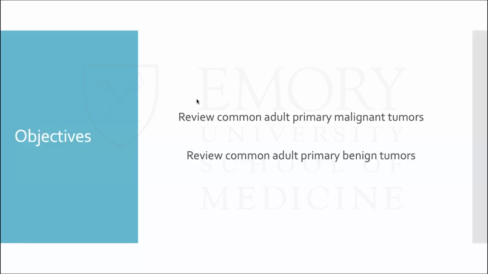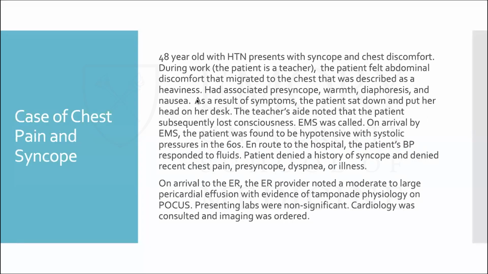But I'll first start out with a case of chest pain and syncope. This patient presented to Emory Midtown last month. She was a 48-year-old woman with a past medical history of hypertension and no other cardiac history, who presented with syncope and chest discomfort. The syncope happened at work. She's a teacher, and while standing up while her class was at recess, she felt abdominal discomfort that migrated to the chest, described as a heaviness. She then had associated lightheadedness, warmth, diaphoresis, and nausea.